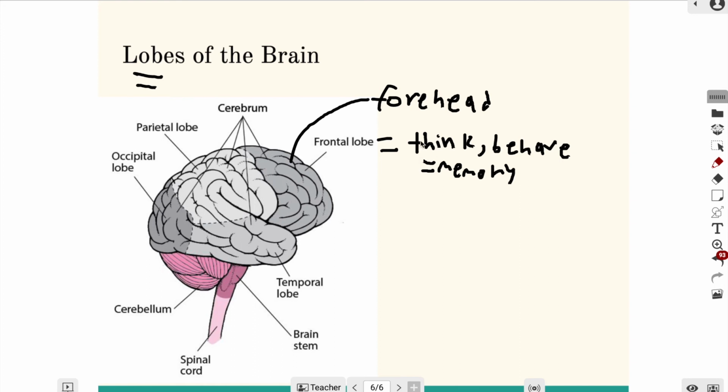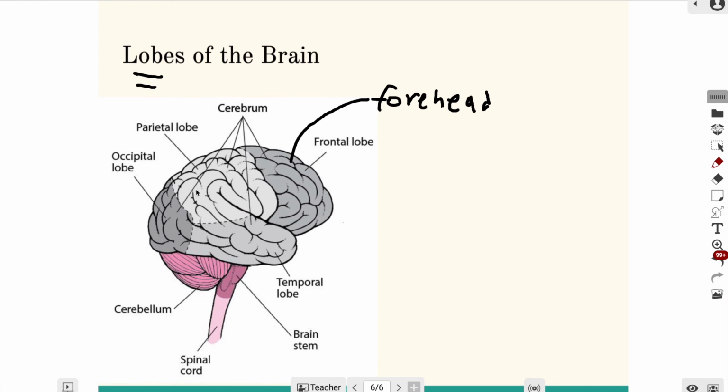So frontal lobe, it allows us to think, it allows us to behave, and it gives us the ability to memorize things or to have memory. And that is also associated with the hippocampus as well. But frontal lobe, really what you need to know is that it allows us to think and to behave. Just keep in mind, frontal lobe thinking and behavior is key.